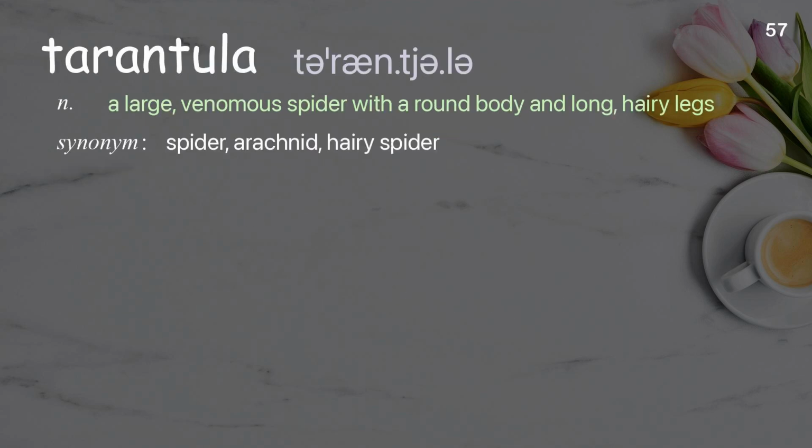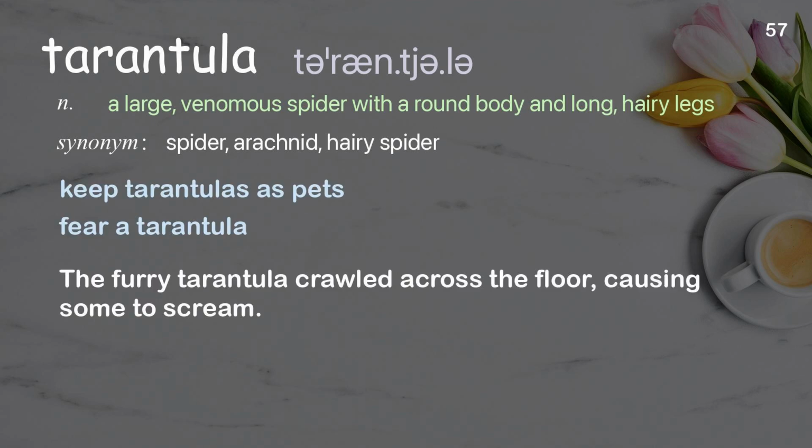Tarantula. A large, venomous spider with a round body and long, hairy legs. Examples: Keep tarantulas as pets. Fear a tarantula. The furry tarantula crawled across the floor, causing some to scream.